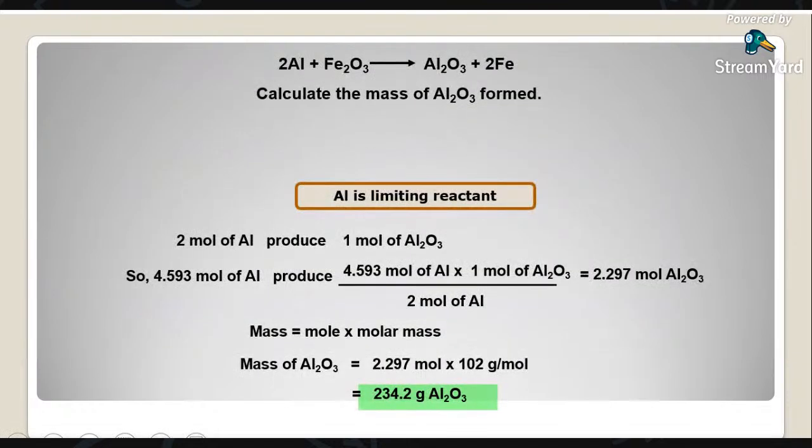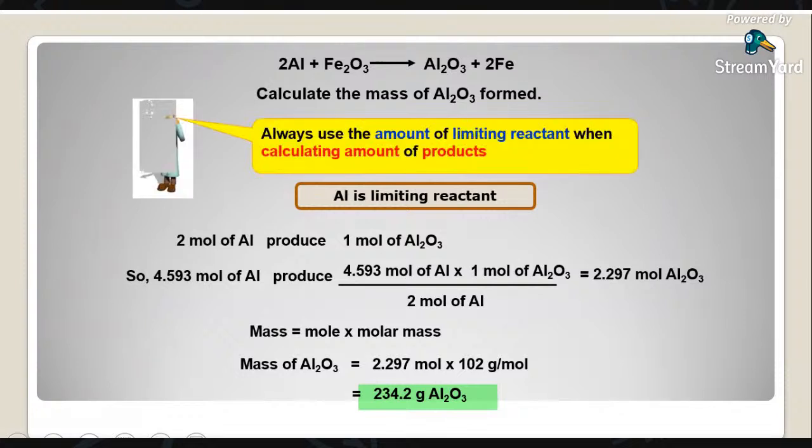Okay, next question. Calculate the amount of the product formed. The product is aluminium oxide formed.